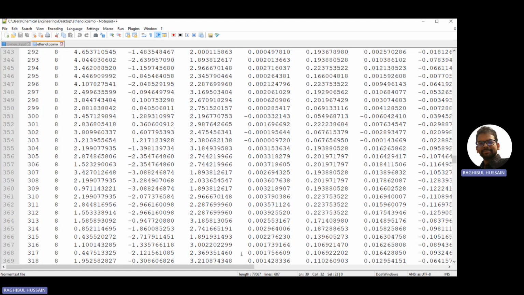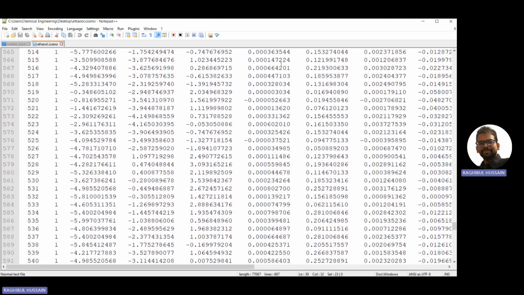So these numbers, if you see here, are very close to zero. So it represents the green region, close to zero. So it is a non-polar region basically. So this will go till 635, this particular one.